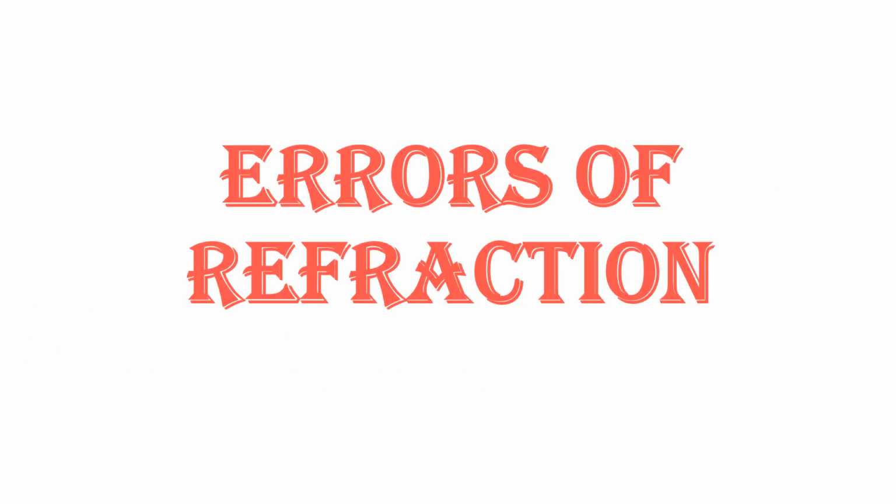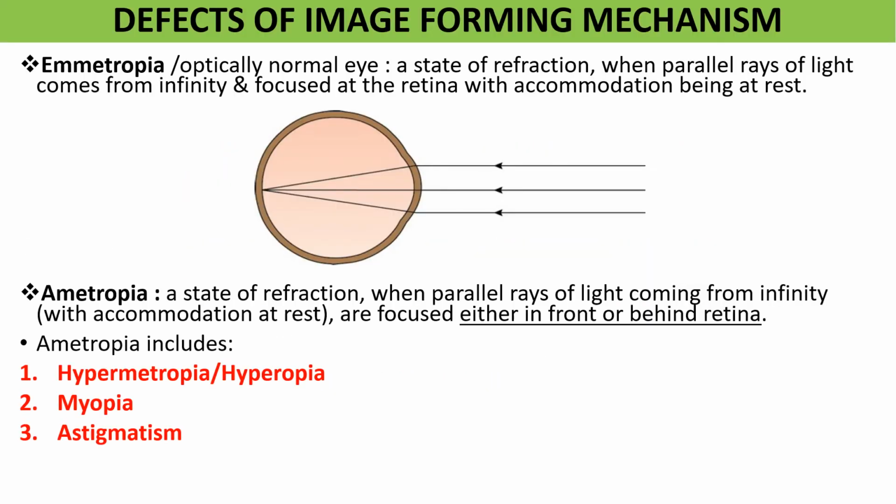Next topic is errors of refraction. There are three types of errors of refraction that can occur in human beings. These are hypermetropia or hyperopia, also called long-sightedness, myopia or short-sightedness, and astigmatism.